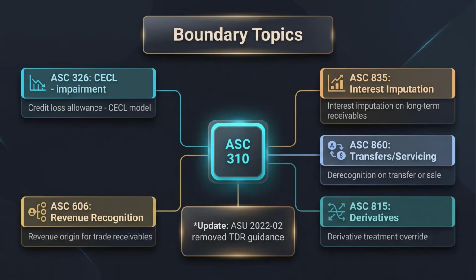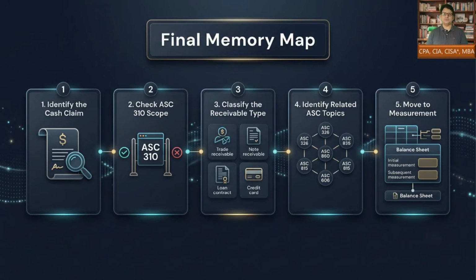ASC 310 is not a loan. ASC 326 takes over for current expected credit losses. ASC 835 deals with interest imputation when rates do not reflect market economics. ASC 860 evaluates transfers and servicing, especially for factoring and securitizations. ASC 815 handles derivatives, and ASC 606 often explains how revenue transactions create receivables in the first place. Also, remember that the old creditor troubled debt restructuring model was removed, so we do not build this lesson around old TDR accounting. Let us close with the memory sequence.